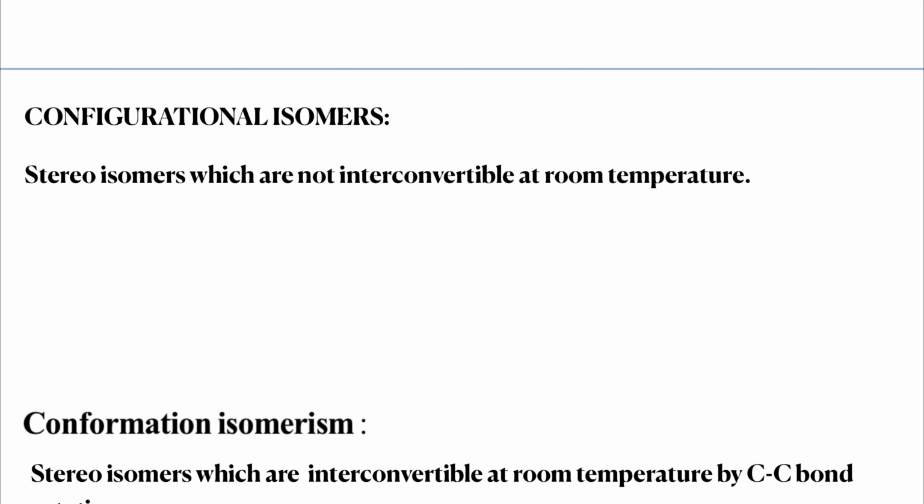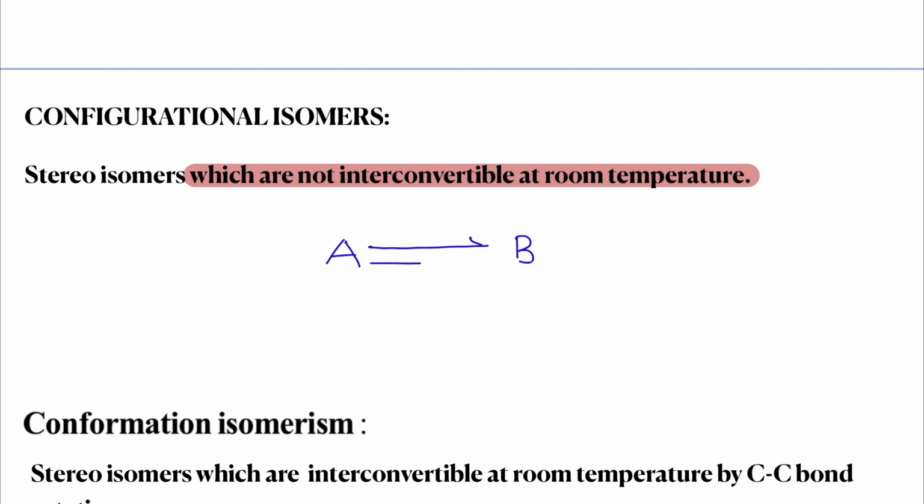In case of configurational isomers, the stereoisomers are not interconvertible at room temperature. That means here I am taking A and B. These are stereoisomers, let us assume. At room temperature, A is not converted to B, B is not converted to A. The interconversion is not possible. Why is interconversion not possible? All those things I will discuss clearly in this video in the next subtopic.